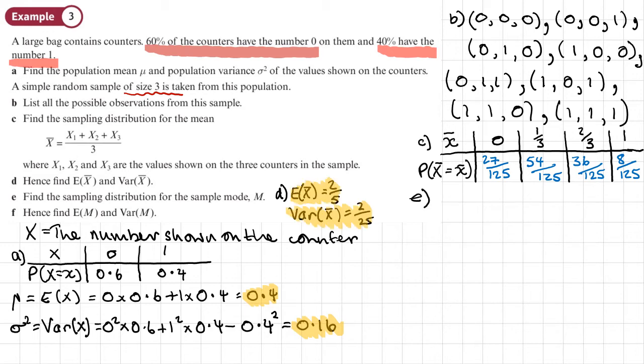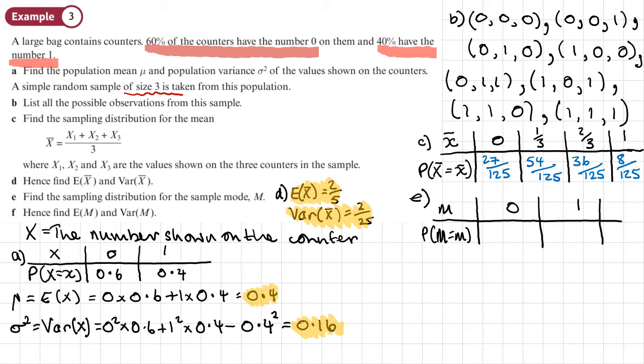Part E, what we want to do is to find the sampling distribution or the probability distribution for the sample mode M. So here's my table here. Now in terms of the mode, when we've got 3 counters, most of the counters are either going to be zeros in these cases here, or in these cases here, most of the counters are going to be 1. So the mode can only ever be 0 or 1. What we need to do is to work out what's the probability that the mode is going to be 0 or the mode is going to be 1.